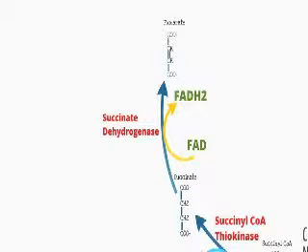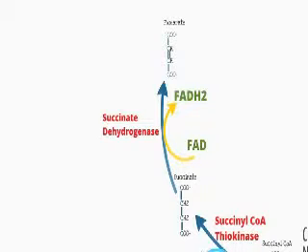It is important to note that succinate dehydrogenase is the only TCA cycle enzyme that is not in the mitochondrial matrix and is the only enzyme in the cycle that participates in the TCA cycle and the electron transport chain. Succinate dehydrogenase is located on the inner mitochondrial membrane. In the electron transport chain, succinate dehydrogenase is part of complex 2.